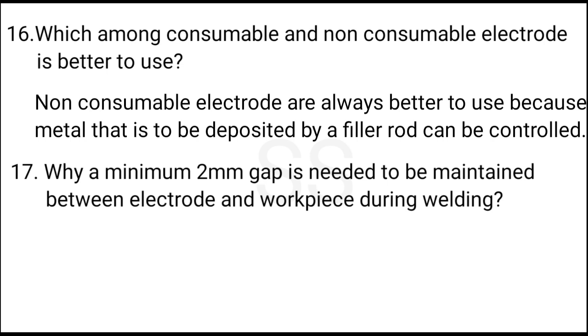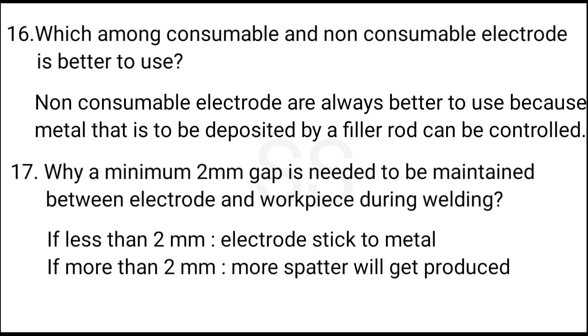Why a minimum 2 mm gap is needed to be maintained between electrode and workpiece? A minimum 2 mm gap is always needed to be maintained between electrode and workpiece. If the gap is less than 2 mm, then there is a possibility of electrodes sticking to metal, and if it is more than that, more spatter will get produced, and as a result, more metal will be scattered.